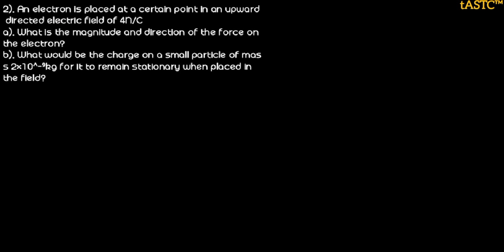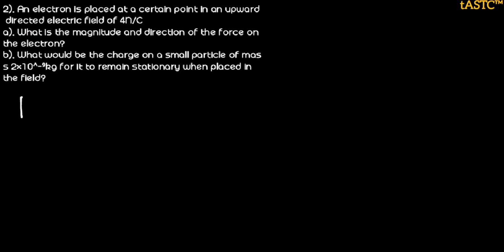Now the second question says, an electron is placed at a certain point in an upward directed electric field of 4 Newton per Coulomb. What is going to be the magnitude as well as the direction of the force on the electron? And what will be the charge on a small particle of mass 2 multiplied by 10 to the negative 9 kilogram for it to remain stationary when placed in this field? So first we need to find out the force on the electron.